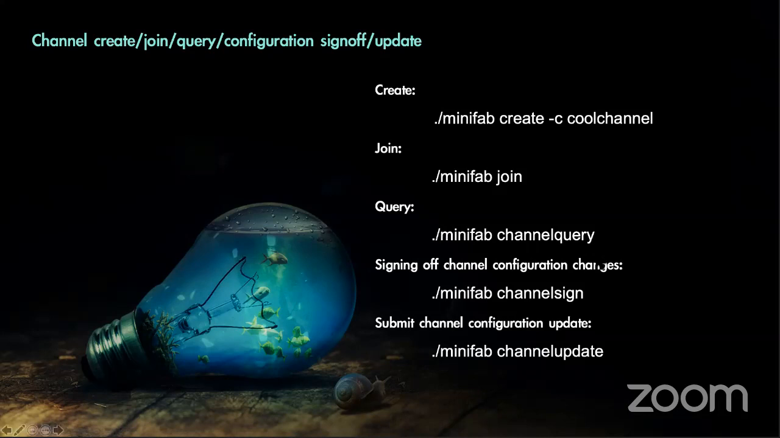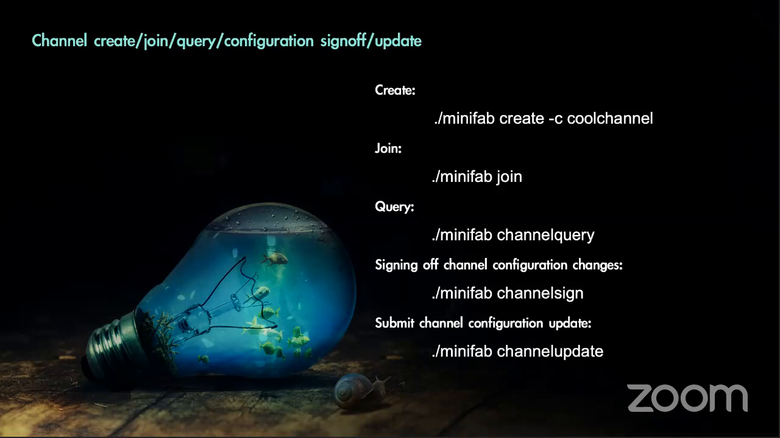Then let's say you want to change some things. To make a channel configuration change, you have to sign those changes and make sure that, according to the endorsement policy, enough organizations endorse this change, and eventually you can make the update. So you have to make sure the changes have been signed by different organizations. In Minifabric, you just say, channel sign.